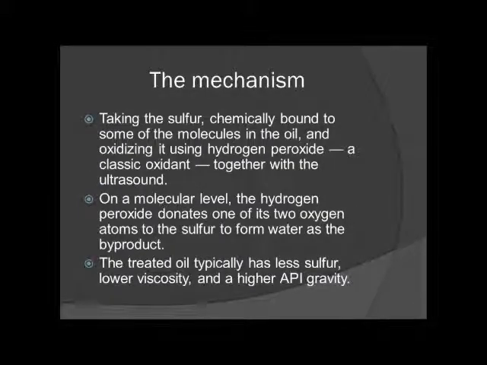It takes the sulfur chemically bound to some of the molecules in the oil and oxidizes it using hydrogen peroxide, a classic oxidant, together with the ultrasound. On a molecular level, the hydrogen peroxide donates one of its two oxygen atoms to the sulfur, forming water as a byproduct. The treated oil typically has less sulfur, lower viscosity, and higher API gravity.